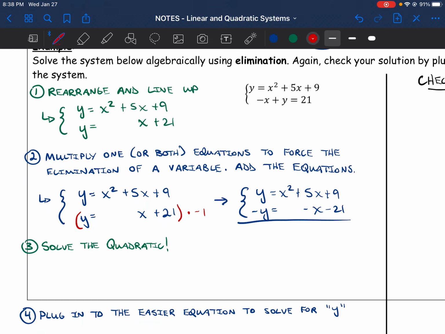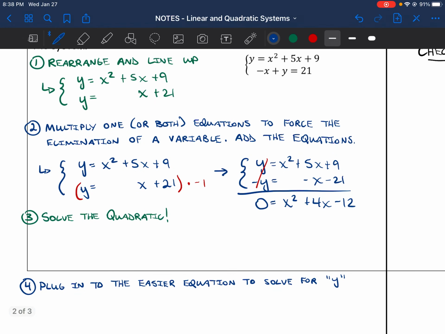So we can see y and -y will cancel each other out. x squared has nothing to add to, so it's just going to drop down. 5x plus -x is going to be 4x. And 9 plus -21 right here is going to be -12. And by the way, the y's that canceled make the left side here equal to 0. So now that we have a quadratic equal to 0, we can solve this quadratic.